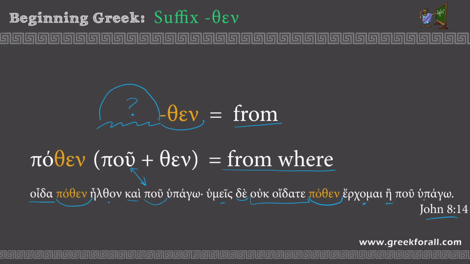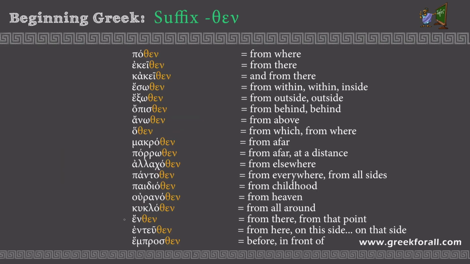I know from where I came and where I go, but you don't know again from where I come or where I go. Here is the list of all the words in the New Testament which have the suffix -then. So we have seen the word pothen already, which means from where. Ekathen, we can easily recognize the word ekei, which means there, so ekathen, from there. Kakathen is a similar word, so they go in pair.